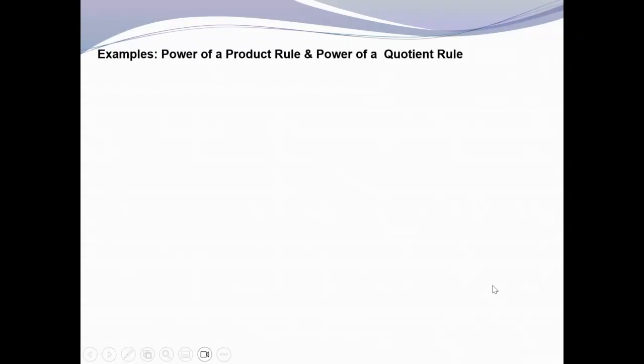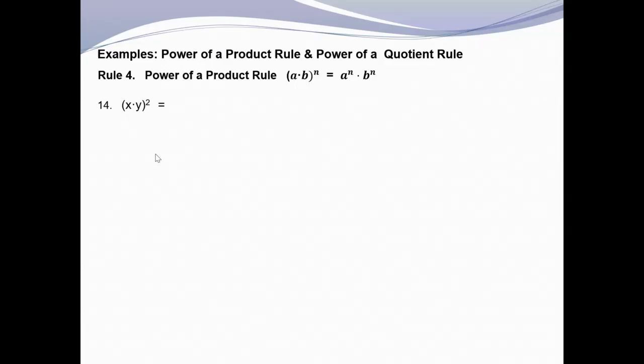Now let's do another rule here. This is the power of a product rule and power of a quotient rule. So here's a rule. If you have ab to the nth power, it is equal to a to the n times b to the n. Example, number 14. We have x times y squared will be x squared times y squared.